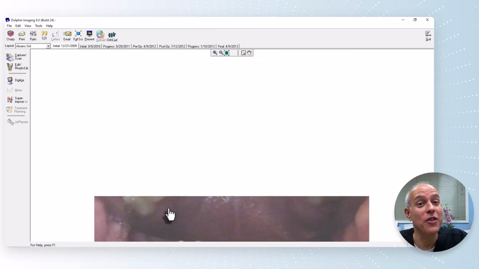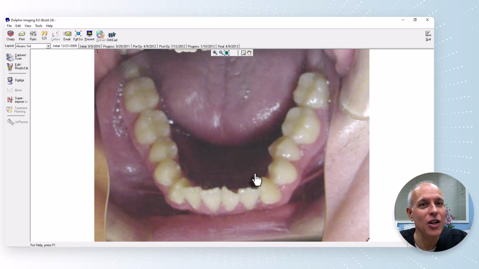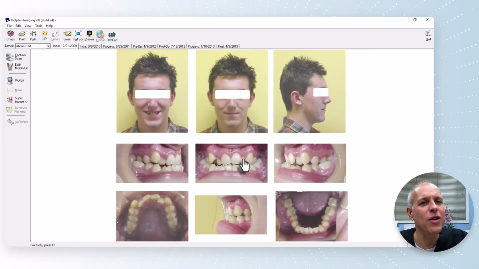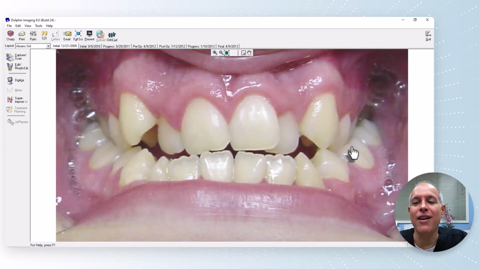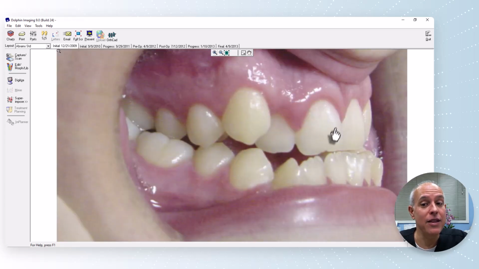We have obviously some crowding. We have some crowding on the upper and the lower jaw. We have a peculiar bite. The lower teeth are outside of the uppers, on the sides and the front. We call that anterior and posterior crossbite.